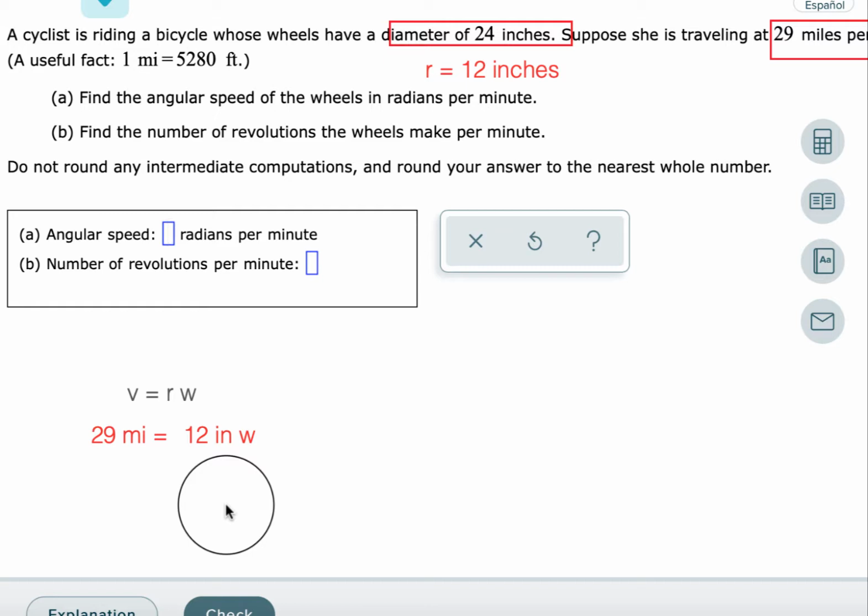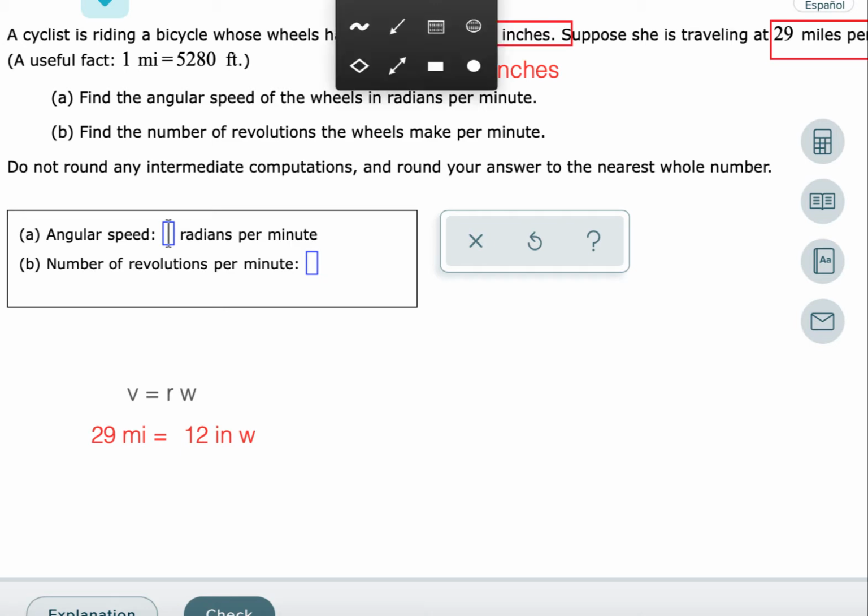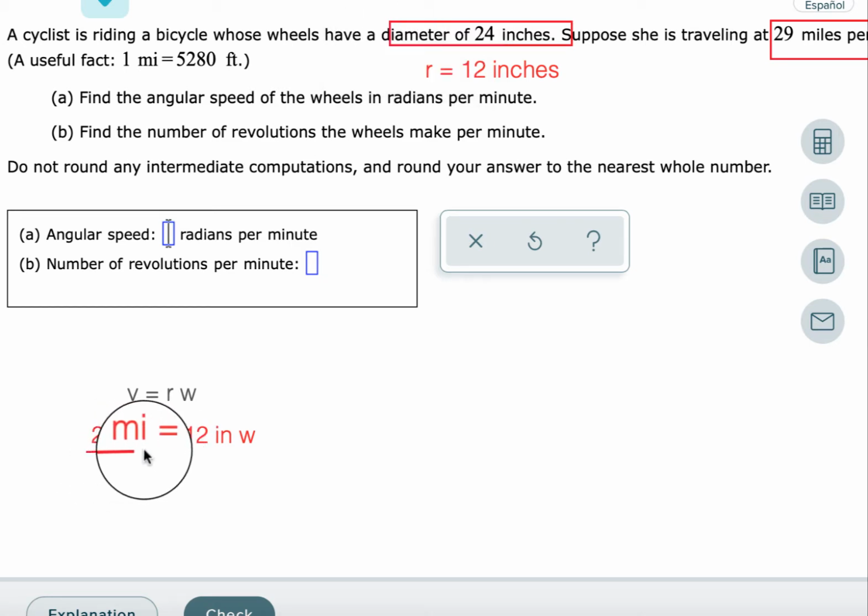So now I want the angular speed, which is omega, and I'm going to solve for that by dividing both sides of the equation by 12 inches. On the right-hand side, it's going to cancel. And on the left-hand side, I have 29 miles per hour. I guess I left off the miles per hour, sorry. Miles per hour divided by 12 inches.